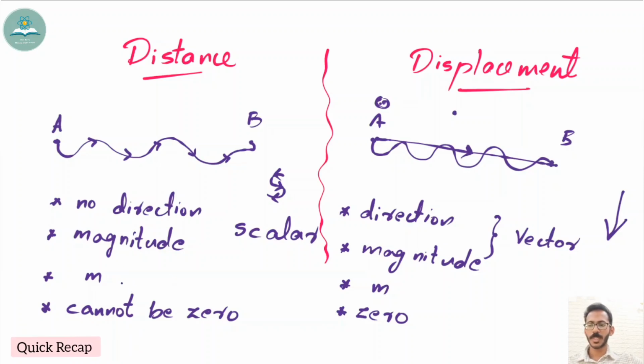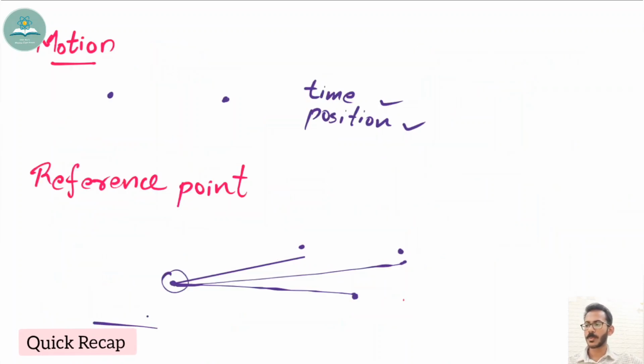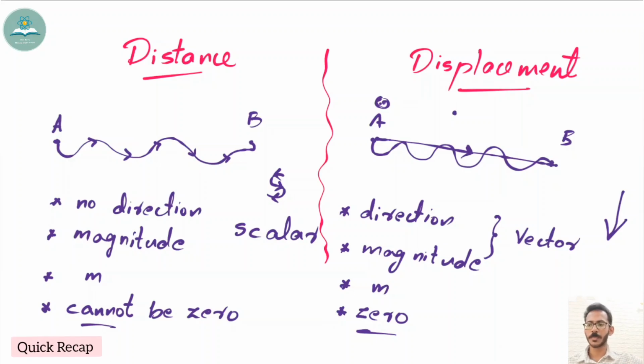Now, one main point here is distance cannot be zero, but displacement can be 0. When will it be 0? When the object returns back to the initial point itself, then displacement can be 0.